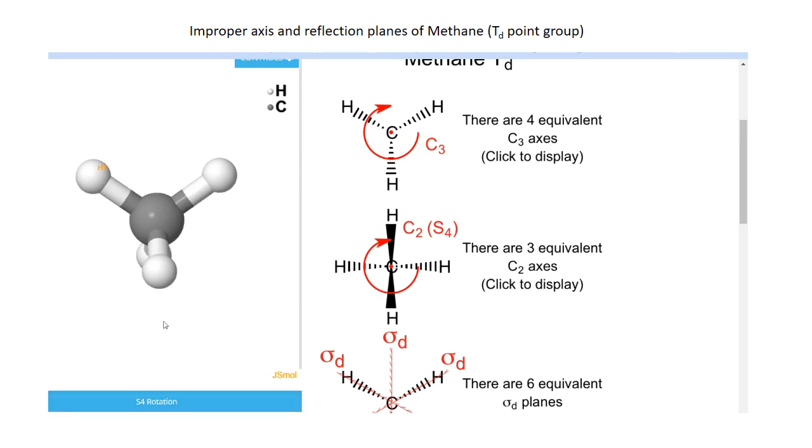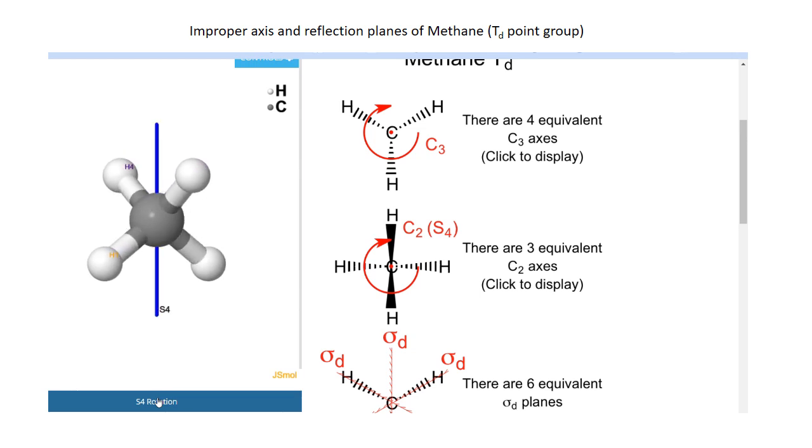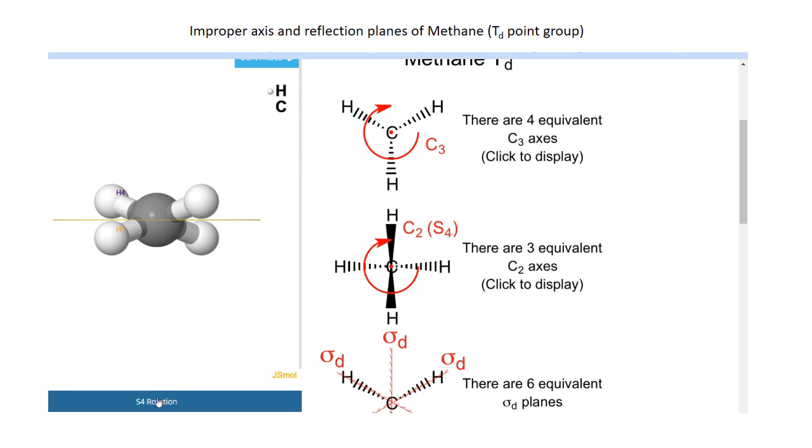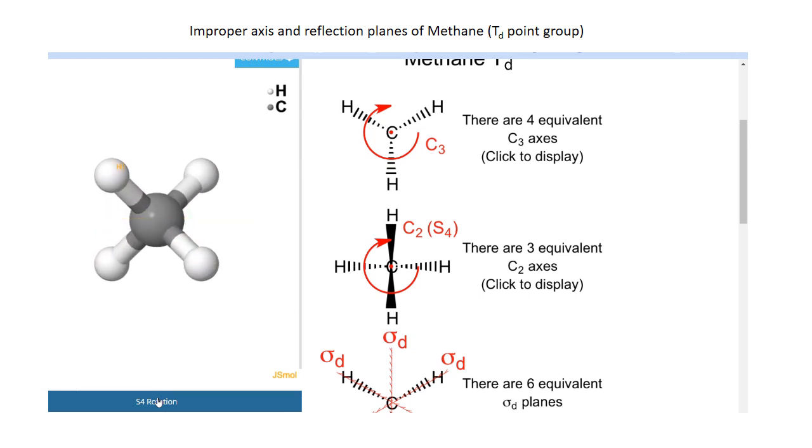Okay, so let us start once again. S4 rotation will be done about a C2 axis. Rotation has happened, and then it is reflecting and going to the opposite plane, giving a configuration similar to the initial one. I hope this example clarifies the improper axis of rotation in methane.